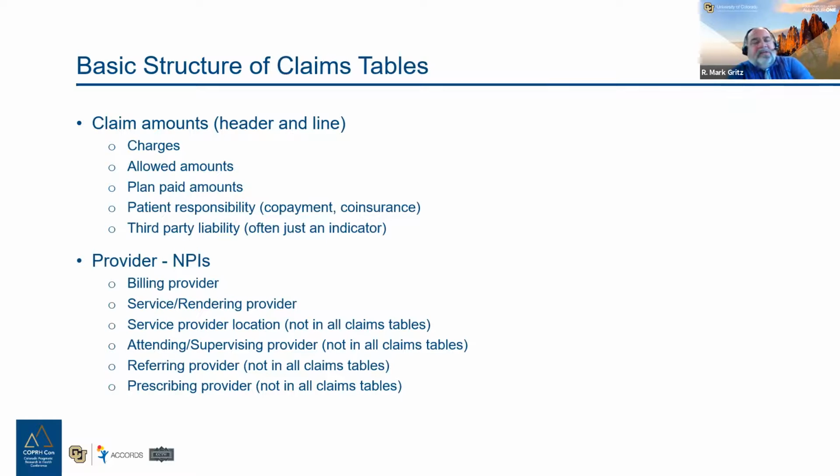So just some of the basic structure of the claims tables, either the medical, dental, or pharmacy, is a claim table is going to have multiple amounts in it, and that's both for the header and the line items. As I'm sure you've all seen on explanation of benefits that you receive from your insurer, providers will report the amount they're charging for that service.